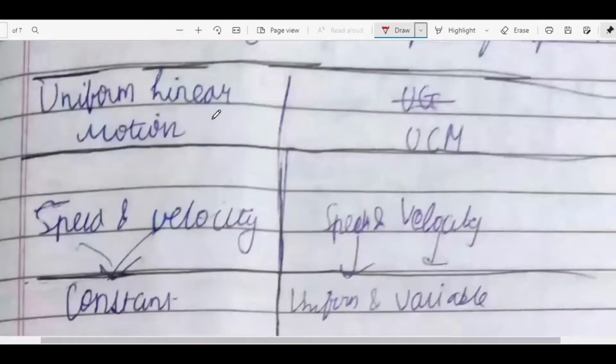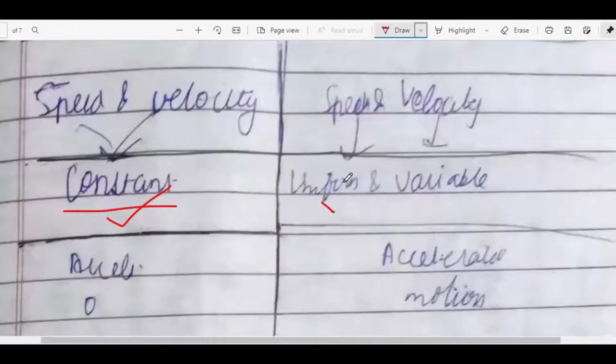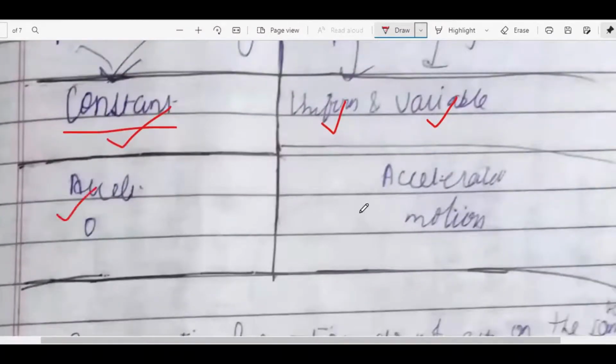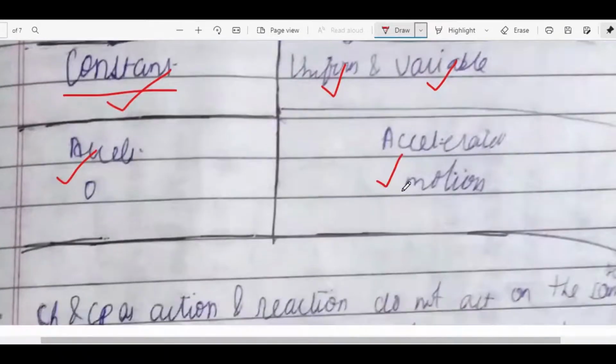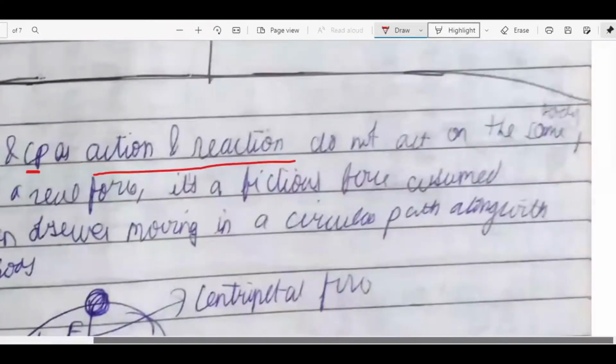Next, an important differentiation: uniform linear motion and uniform circular motion. In this, the speed and velocity are constant. In this, the speed is uniform, but the velocity is variable. Acceleration would be 0 in the first, and the second would be an accelerated motion. CF is for centrifugal force and CP is centripetal force. Centrifugal force and centripetal force are not action and reaction forces, as they do not act on the same body.